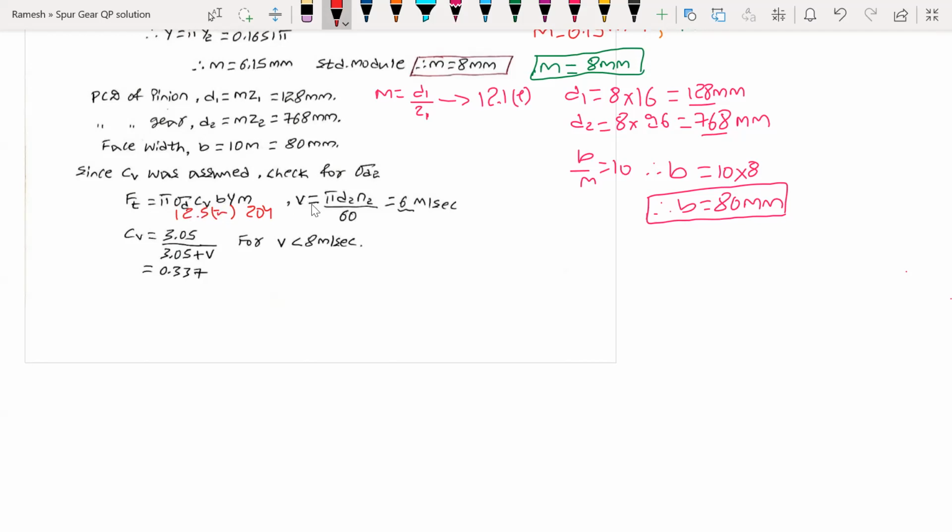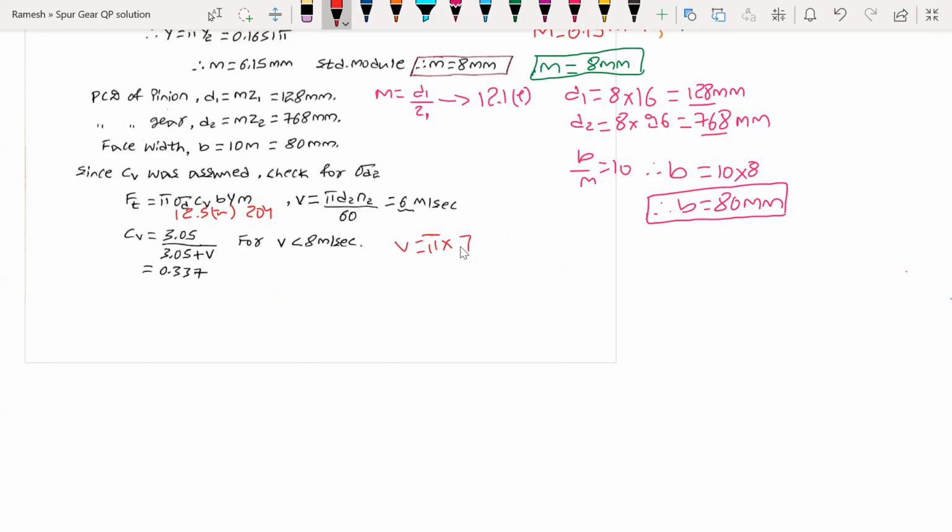We know that V is equal to pi d into n, pi d n. In this case, whatever the n is there, it is in RPM. That's why I divided by 60. If the n is in RPS, the formula will be V equals pi D n. Now we know that velocity is equal to pi D2 N2 by 60. Substitute the values. Therefore, V is equal to pi into D2, which we have calculated now.